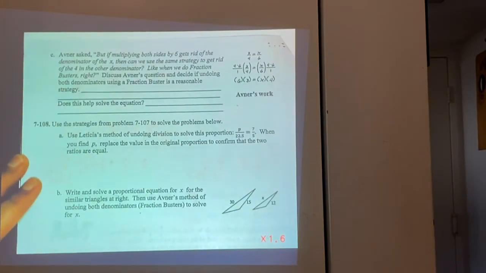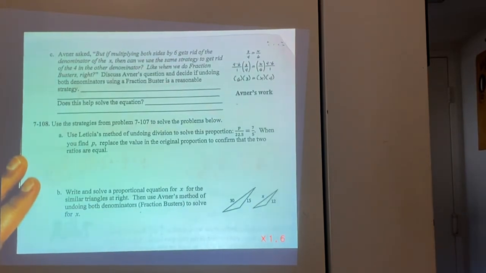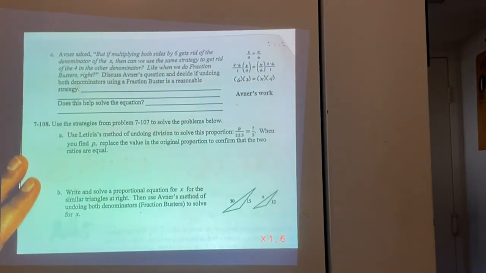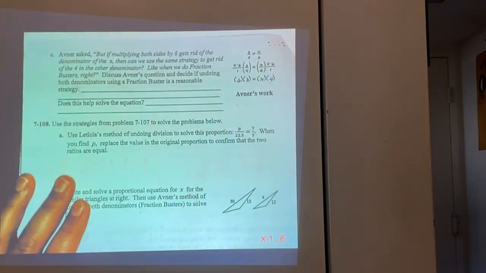Part C. Abner asked, but if multiplying both sides by 6 gets rid of the denominator of the x, then we can use the same strategy to get rid of the 4 in the other denominator. Like when we do fraction busters, right? Discuss Abner's question and decide if undoing both denominators using fraction busters is a reasonable strategy.